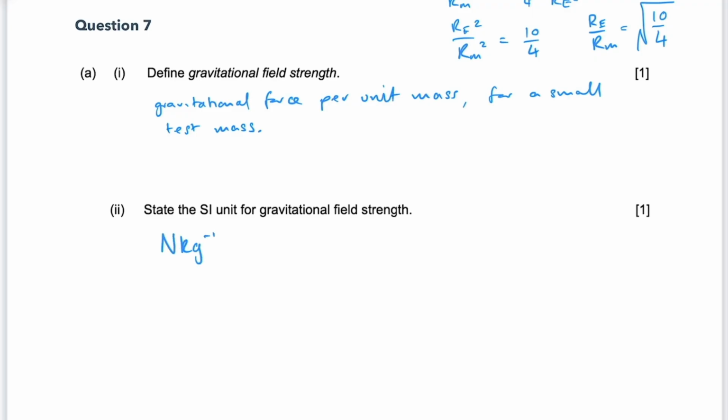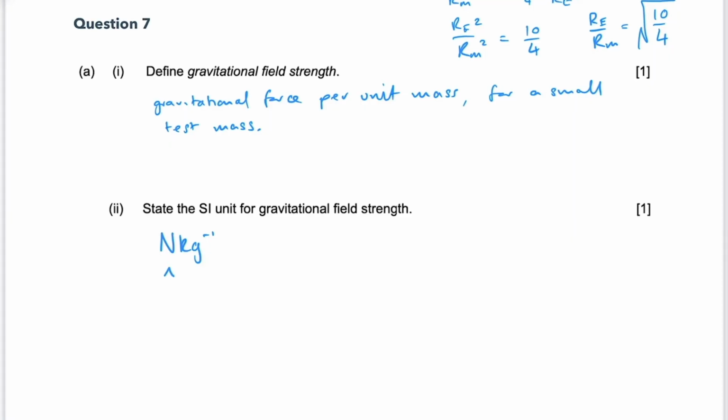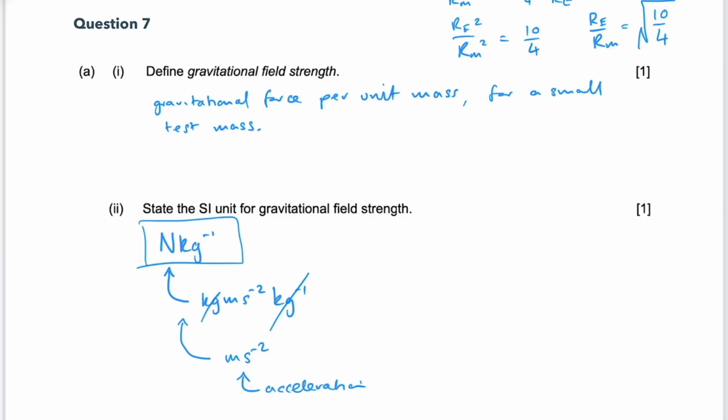I actually think the answer in the mark scheme for this question is wrong, because I wouldn't say the newton is a fundamental SI unit. I would say that the newton is a derived SI unit. So it's still an SI unit, I suppose. And if you take it further, then a newton is equal to kilogram meters per second squared. And we've got the kilograms per kilogram there, so these cancel out. So you could say that the SI unit for gravitational field strength is meters per second squared, which is the acceleration units. But the mark scheme is looking for newtons per kilogram, so let's go with that.